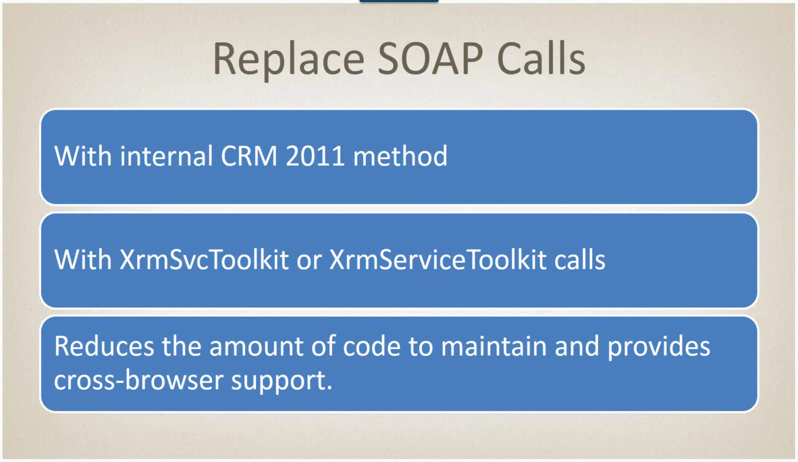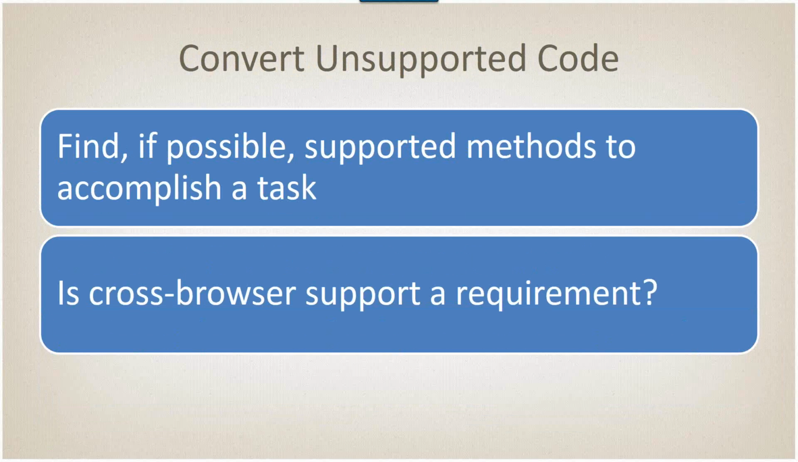There are two free libraries out on Codeplex, the XRM SVC Toolkit and the XRM Service Toolkit, that provide all the SOAP and REST wrappers you need to write the code that does most of the stuff you need. So a lot of that code can be eliminated and replaced with just calls to the XRM Service Toolkit libraries, and that'll cut down a tremendous amount of code, because the SOAP calls are nothing but a bunch of XML that you prepare and then send to the server. So you can cut 100 lines of code down to like 5 or 10.